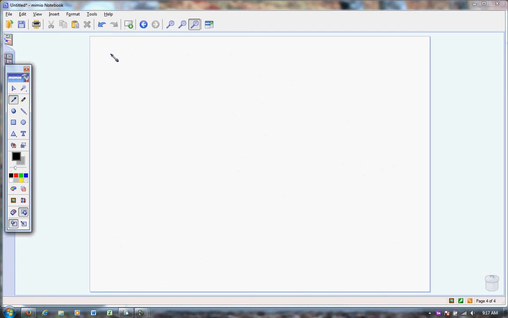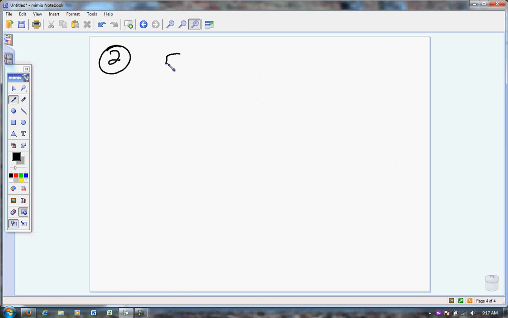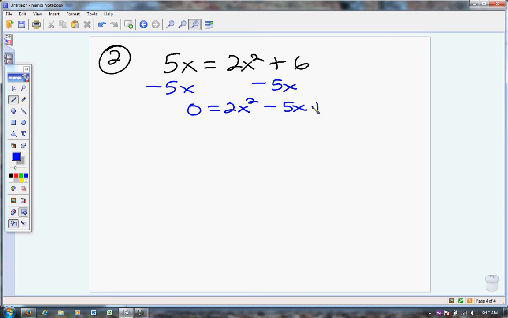Obviously, they might give something to you like this. 5x equals 2x squared plus 6, and say use the quadratic formula. But I can't start yet, can I? It's not in the right form. The first thing I need to do is move the 5x over. So now I have 0 equals 2x squared minus 5x plus 6. Okay? Using the quadratic formula, maybe we won't finish this one. Let's see what happens with the discriminant at least.